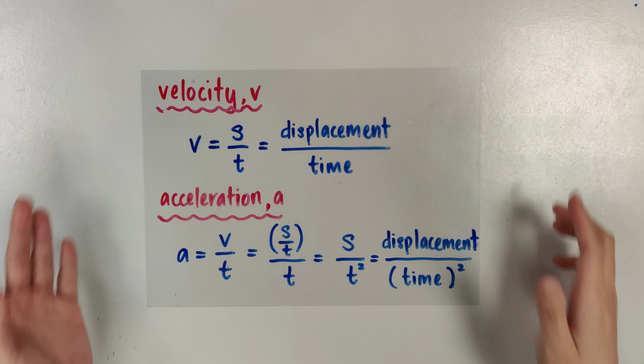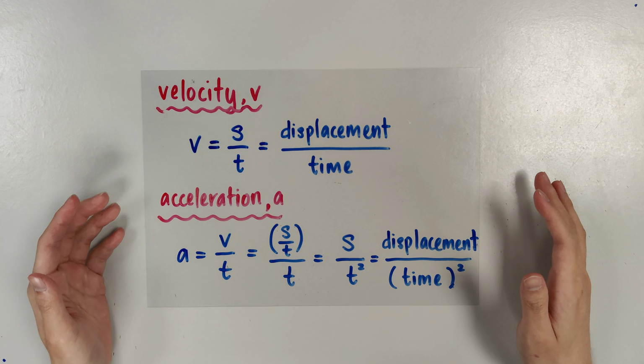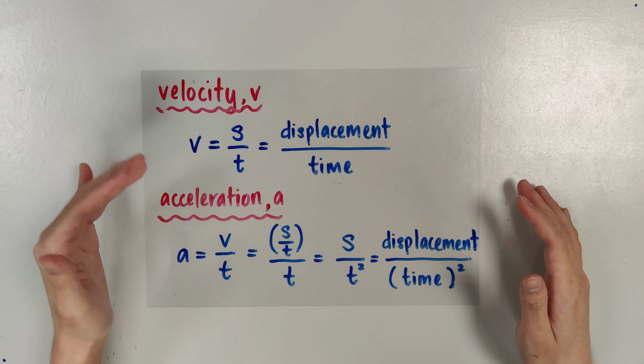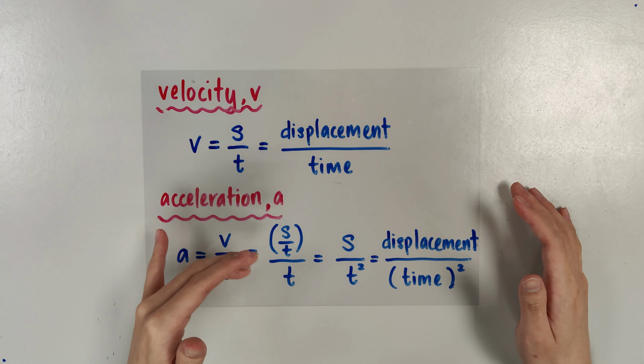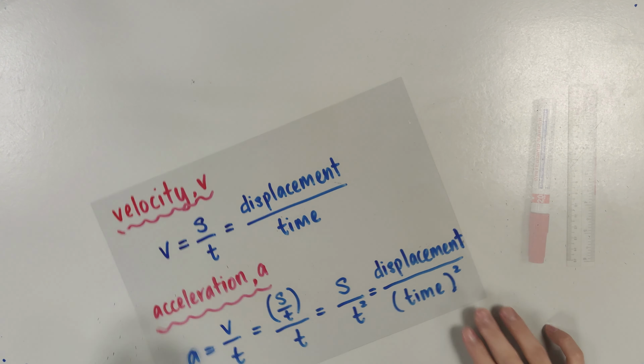So these will be the kinematics equations that we'll be using for this experiment, where v equals displacement over time, and acceleration a equals v over t, which is velocity over time. So the velocity will be substituted with displacement over time, and the final equation that we get for acceleration is displacement over time squared.